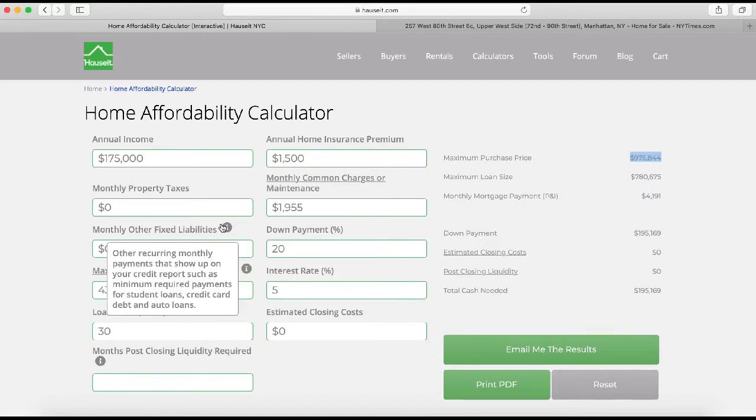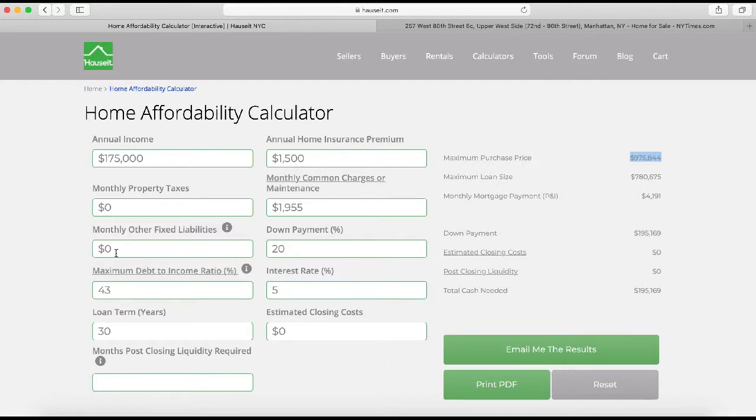If you have any student loans, or if you have a car payment, anything that is a fixed, predictable, recurring liability, you would need to include that here. By this, we really don't mean credit card payments. If you pay everything off in full, this is really referring to fixed debt. So let's say you have student loans, $150 a month. Again, putting something here is going to lower the purchase price even further.